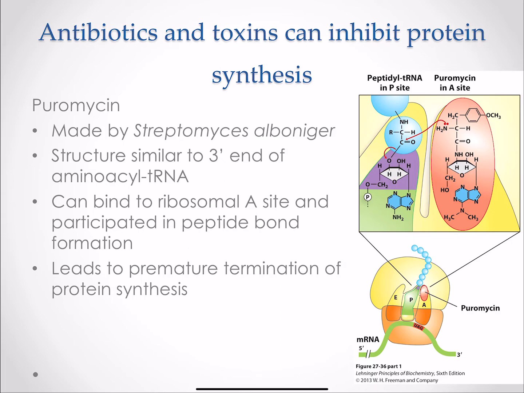So there's Puromycin. This is made by Streptomyces, and it has a similar structure to the 3' end of our aminoacyl tRNA. So this means that it can bind to that A site and participate in peptide bond formation, and it leads to a premature termination of protein synthesis. Puromycin will go in there and basically prevent any additional aminoacyl tRNAs from entering. And so it's going to block protein synthesis.